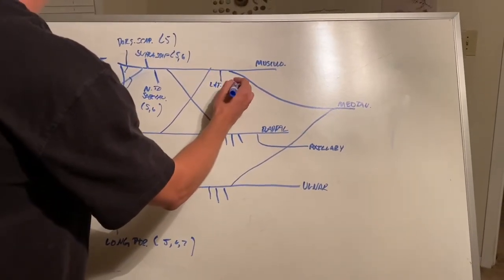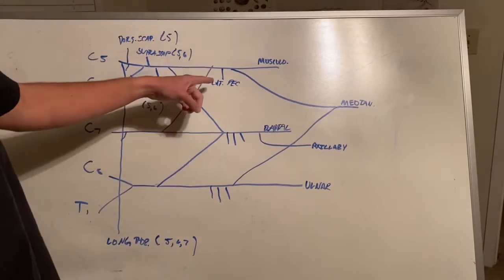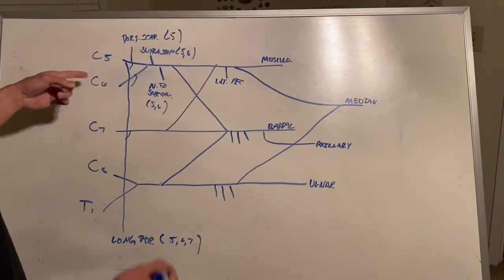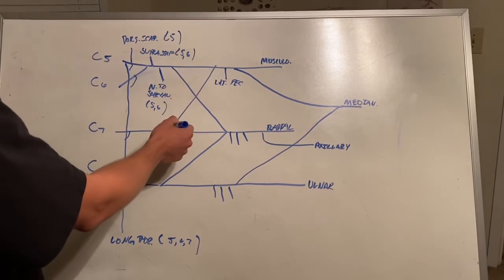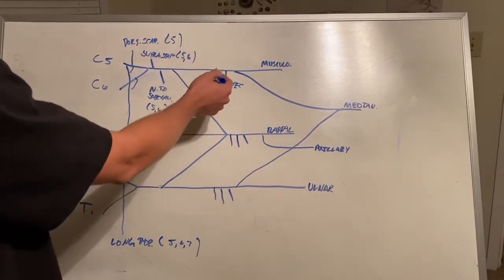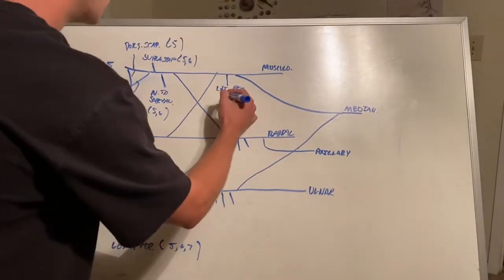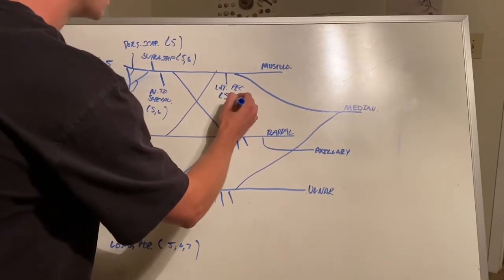Lateral pec. And this one is gonna have contributions from C5, C6, and if you look at this division right here, you're gonna have C7 coming up as well. So this is 5, 6, and 7.